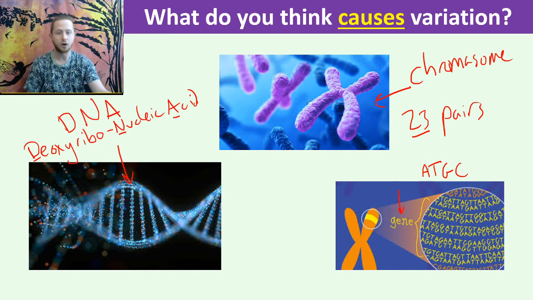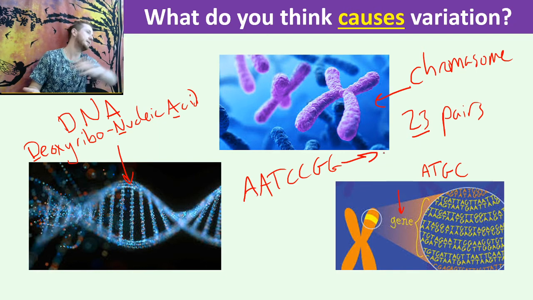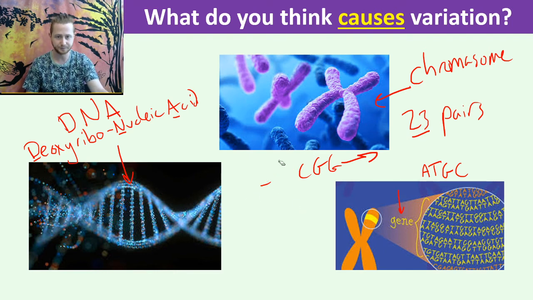And the order of those A, T, C's, and G's makes up your full DNA. Your DNA is made up of the order of A, T, C's and G's. For example, it could be A, A, T, C, C, G, G, and it would continue for many different letters all in one. They all line up to make the genetics of who you are.